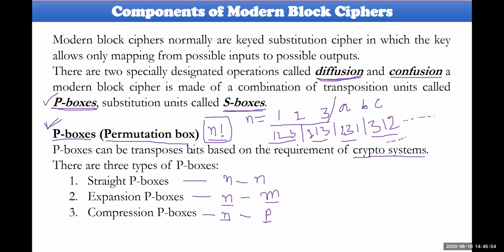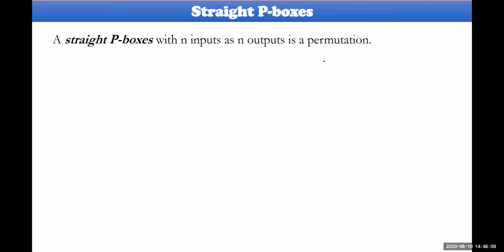We have three different types of permutation boxes available, and let us have a look at how these could be processed. First, straight P boxes. As I just quoted, straight P boxes have n inputs and n outputs as well. The number of inputs will be 3, and the number of outputs will be 3 only.